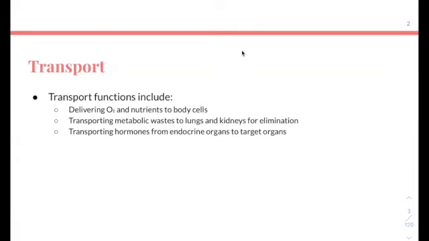So our blood also carries different metabolic wastes to be excreted when they come to the kidneys. And when we get to the endocrine system, we will also talk about how hormones are secreted into the blood, and that's how they're transported most of the time to different areas in the body to be used.